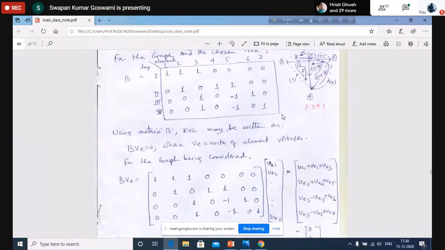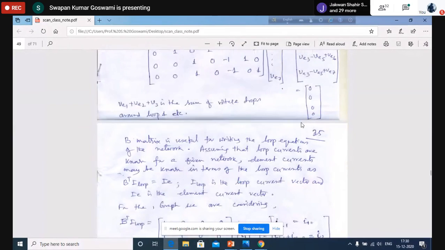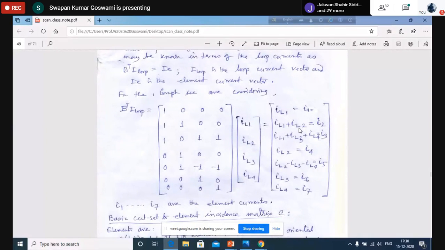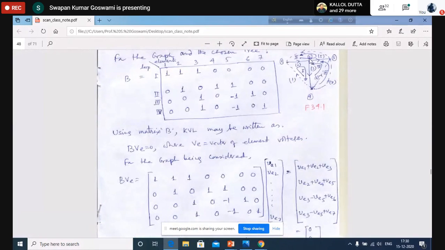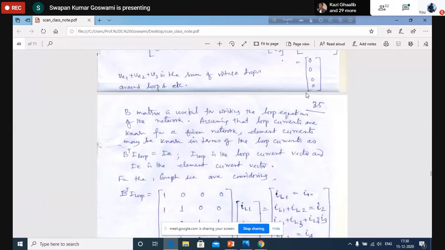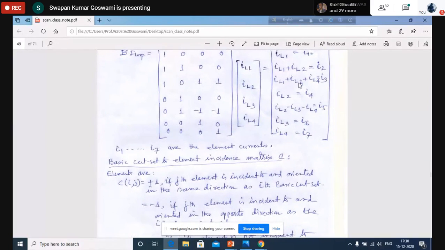What is the current in element 2? It is loop current 1 plus loop current 2. What is the current in element 3? It is loop current 1 plus loop current 3 plus loop current 4. So the summation of loop currents 1, 3 and 4 is the element current.